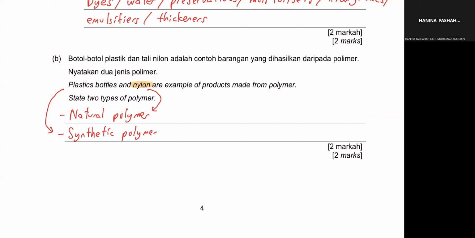Because nylon you cannot, it's because already given nylon here. Nylon coming from condensation polymerization. But the problem is they are not asking what type of polymerization, they're asking what type of polymer. They're not asking a type of process.